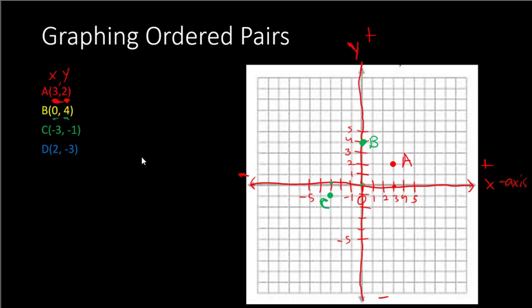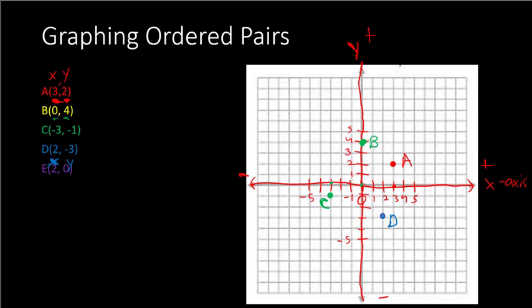Let's try another one. Here we have point D, and this one is at the point (2, -3). So see if you can do this one. Where would this point go if it's (2, -3)? Well, 2 is your x value, -3 is your y value. So x is +2, which would be to the right 2 on the x-axis. y is -3, which means we go down 3 in the negative direction for y. So 2 to the right, 3 down. That takes you right here to this point. That point right here would be point D.